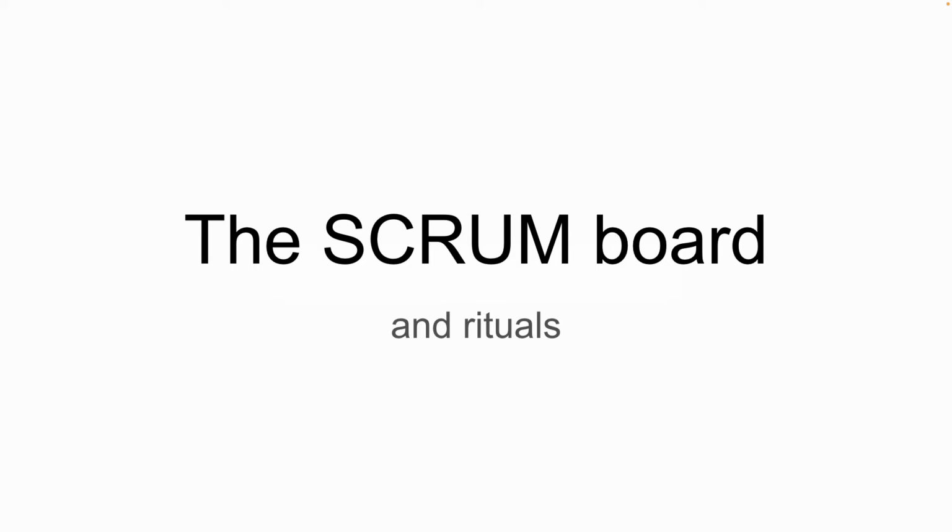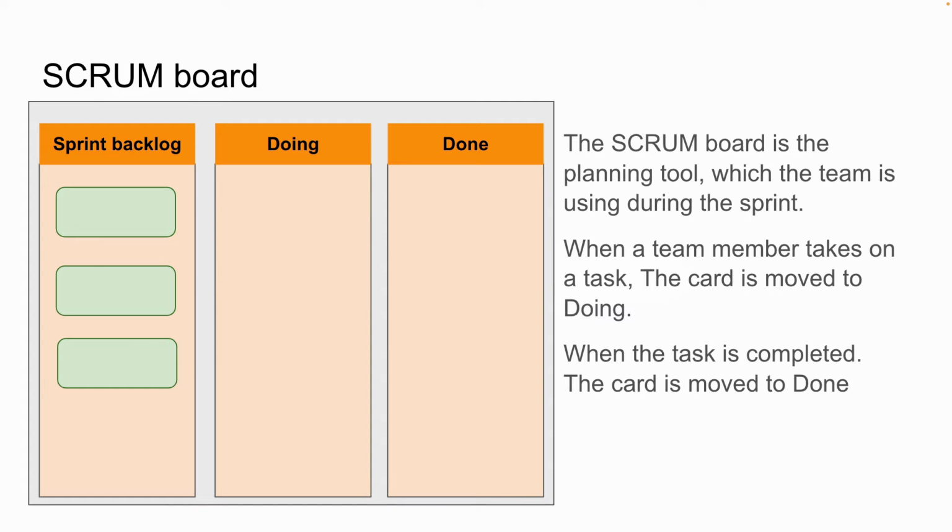In this video, we'll have a look at the SCRUM board. So the SCRUM board is the planning tool that the team will be using during their sprint. So remember, in this particular scenario, we have defined the sprint length to be 5 days. Now, when the team members take on a task, the card is then moved to doing.